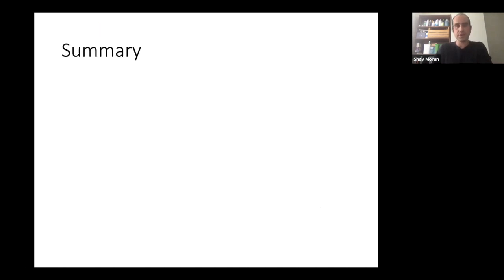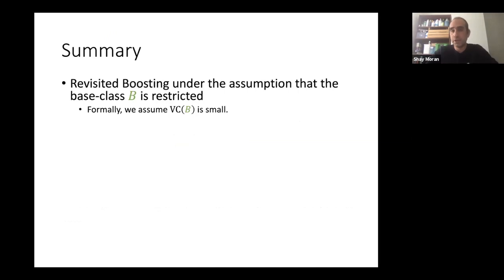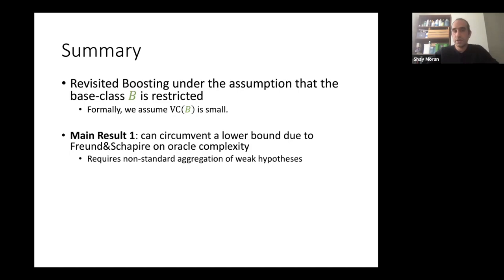Okay, so let's summarize and then leave some time for questions. We revisited boosting under the assumption that the base class B is restricted. The weak learner can only use simple hypotheses. Formally, we quantified it using the assumption that the VC dimension of the base classifier is small. The first main result we discussed was that this assumption allows us to circumvent a lower bound on the oracle complexity. And we saw this intriguing phenomenon that it requires non-standard aggregation. Not the usual majority vote, but something more complex, more complicated circuits.